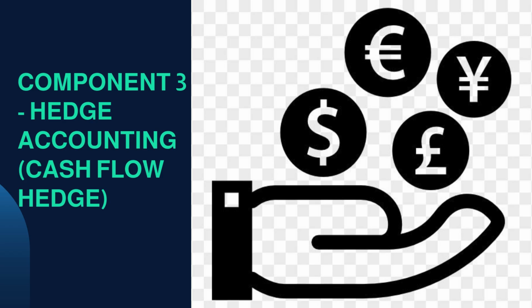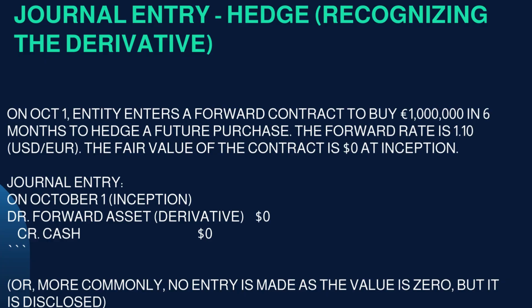Finally, hedge accounting. It can get complex, but let's simplify it with a classic example. A cash flow hedge against a future foreign currency purchase. At the start, the fair value of this forward contract is typically zero, so often no journal entry is made. But we must document the hedge relationship.